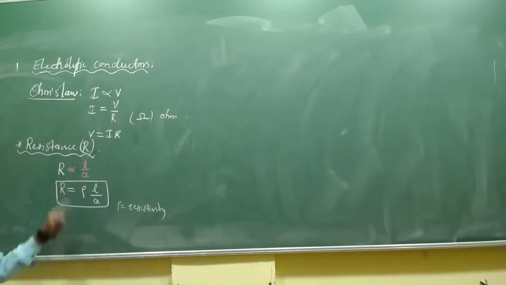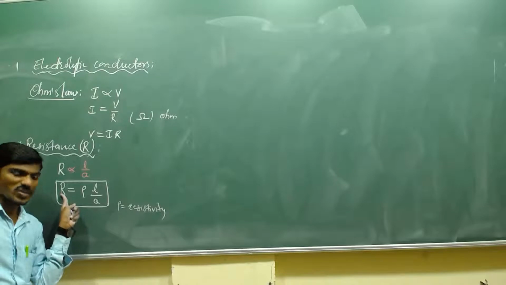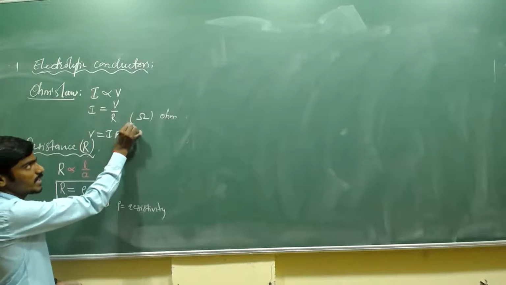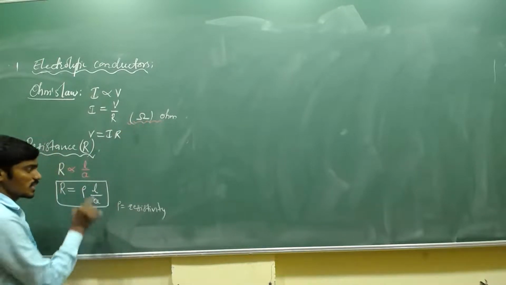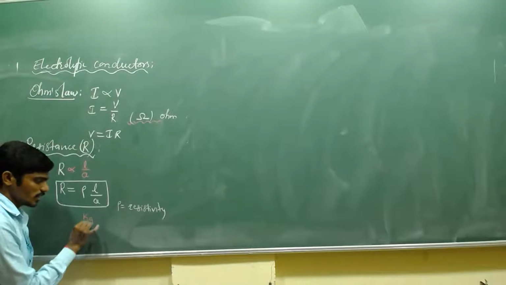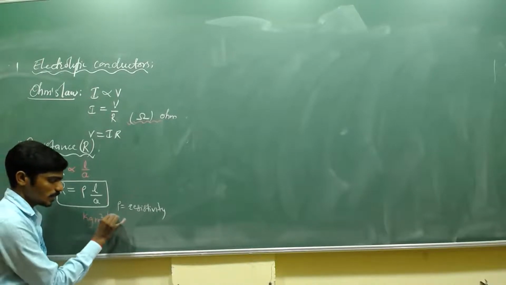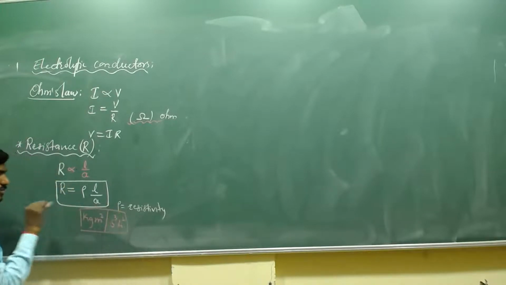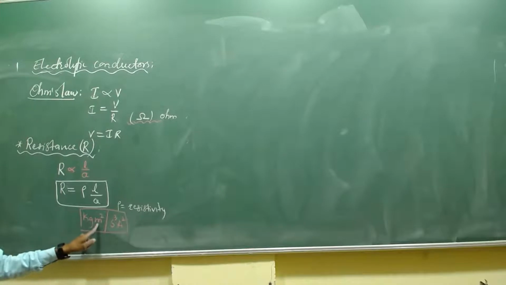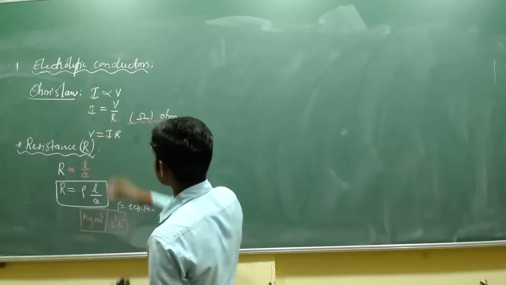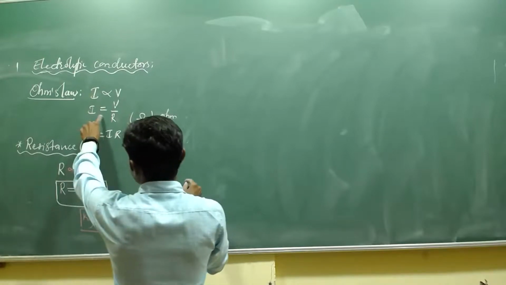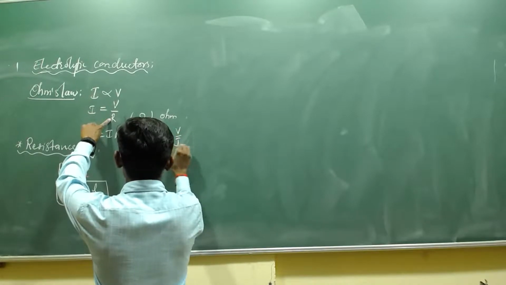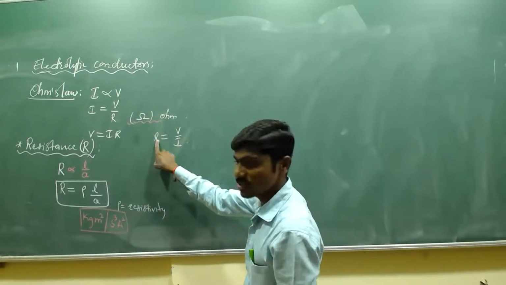The unit of R is usually expressed in terms of ohm, but the SI unit of resistance is kg meter square per second cube ampere square. How do we get this? Resistance R equals V by I, so it is expressed in terms of ohm.